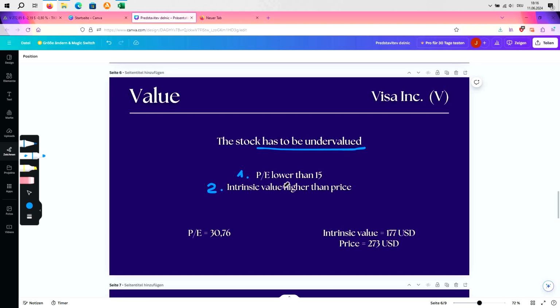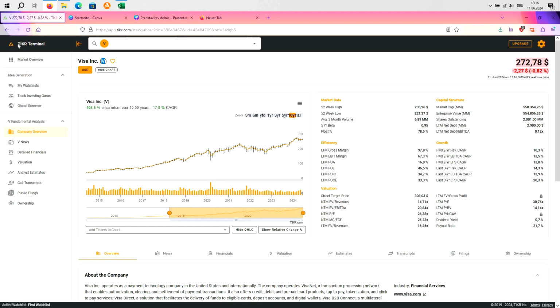I know that those are some complicated terms, bro, but as a complete beginner and a general rule of thumb, you should follow the following, okay? So P/E has to be lower than 15, and intrinsic value has to be higher than the price. Now, where can you see P/E? P/E you can see here on this website, for example, Ticker Terminal. You can see it right now here.